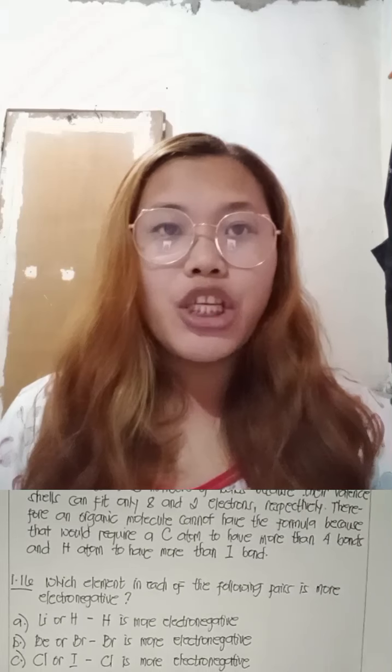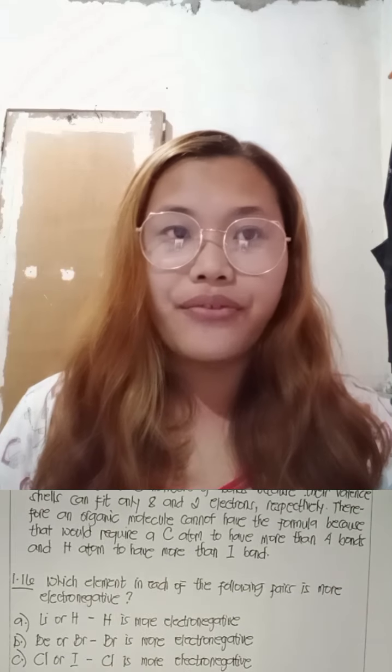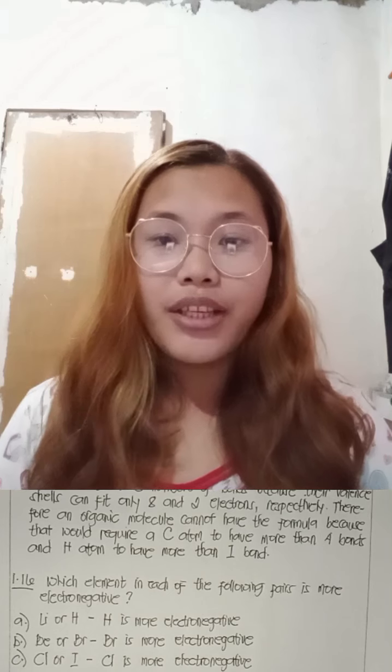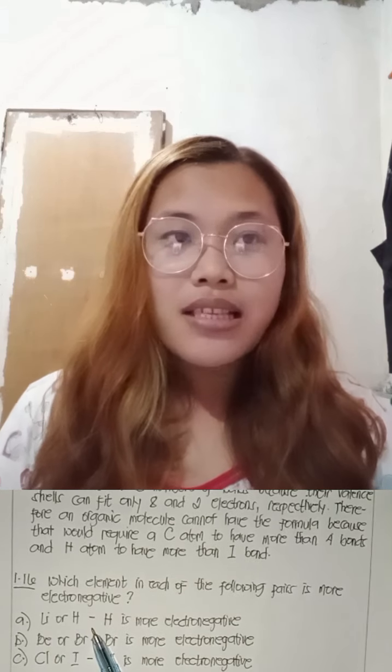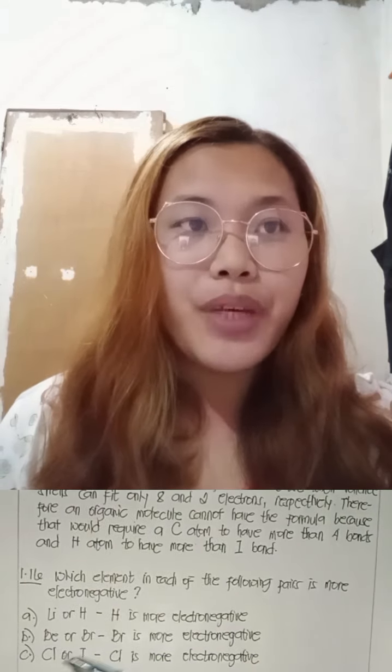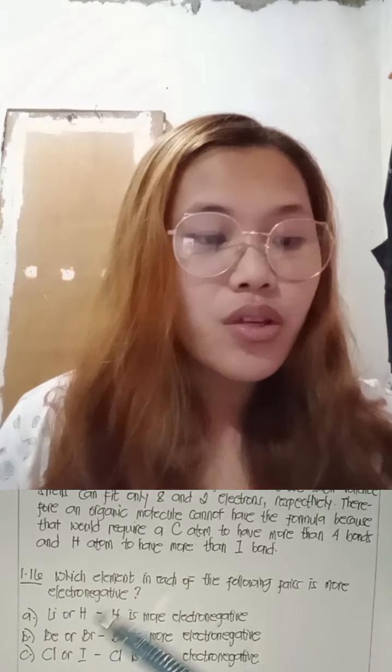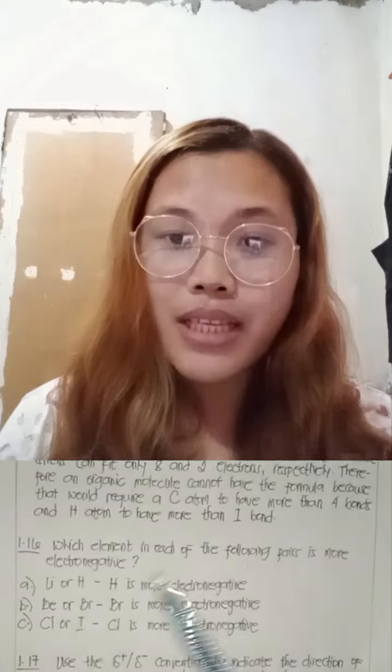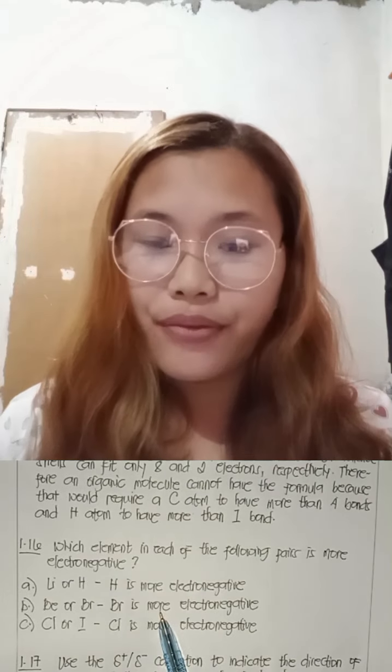1.16. Which element in each of the following pairs is more electronegative? So, letter A, lithium or hydrogen. So, lithium has an electronegativity of 1.0 and hydrogen is 2.1. That means hydrogen is more electronegative. Letter B, beryllium or bromine. So beryllium has 1.5 electronegativity and bromine has 2.8. So that means bromine is more electronegative.